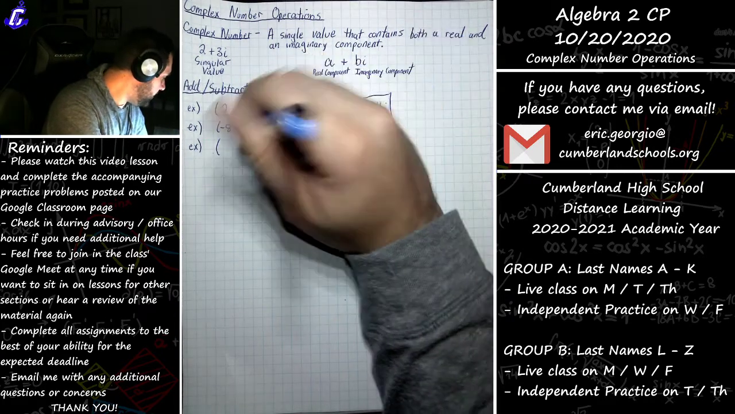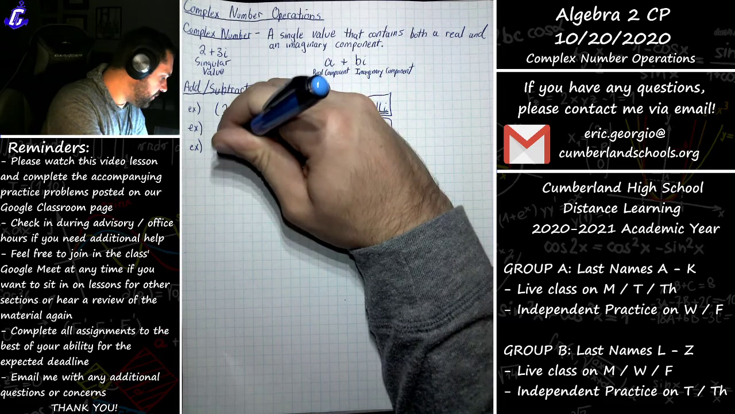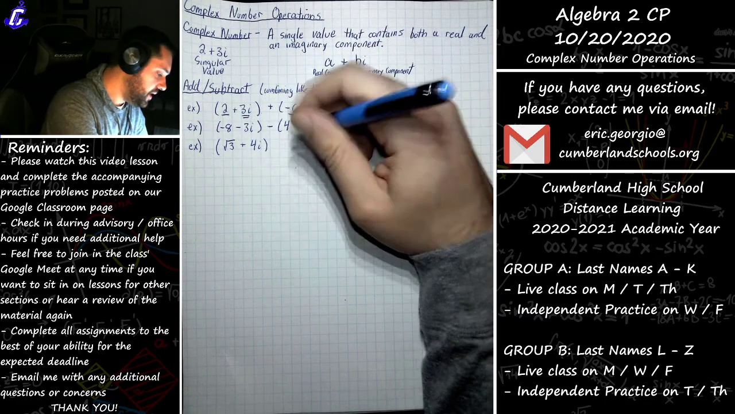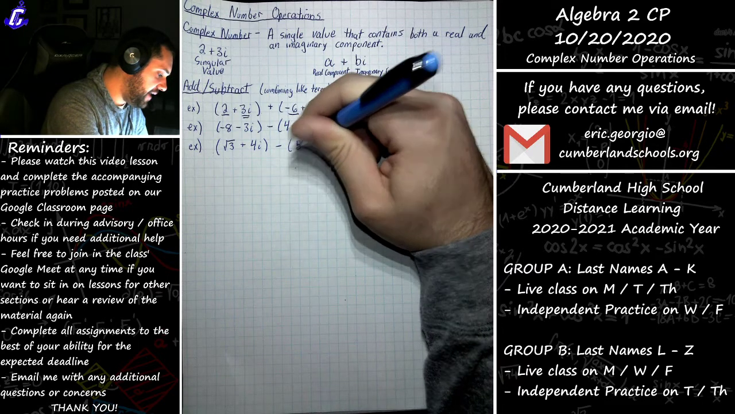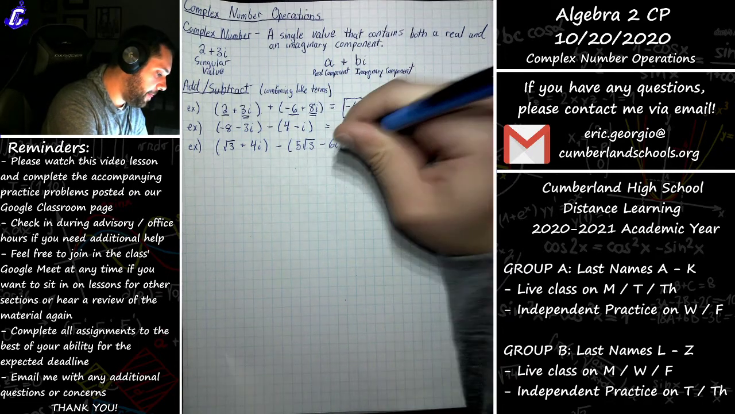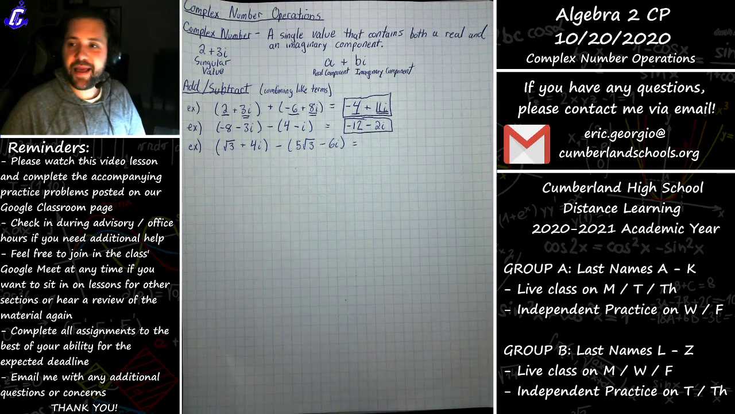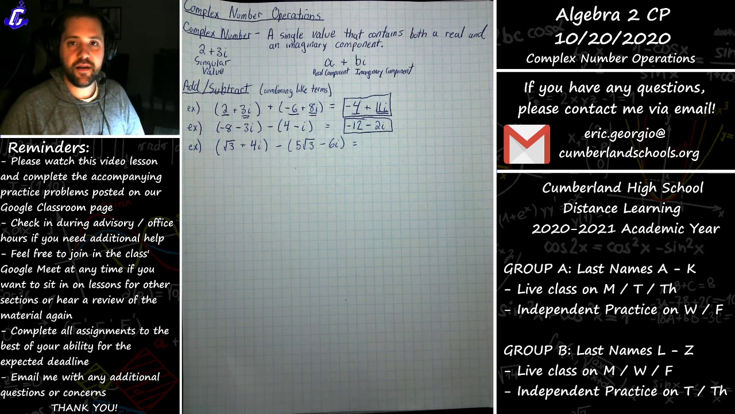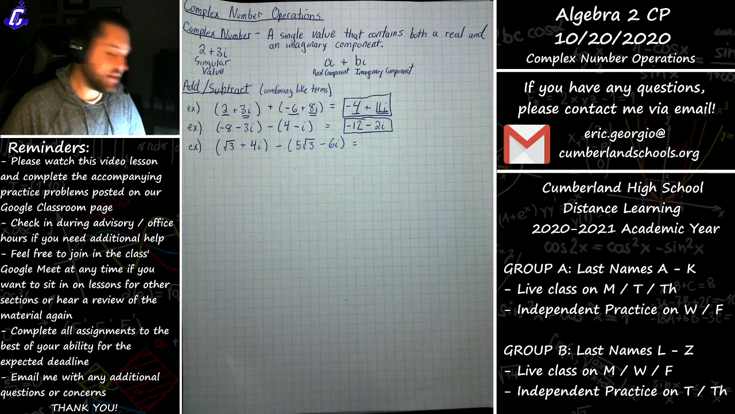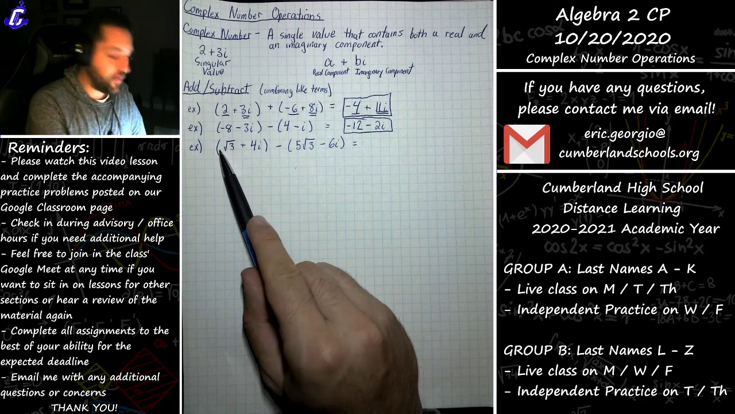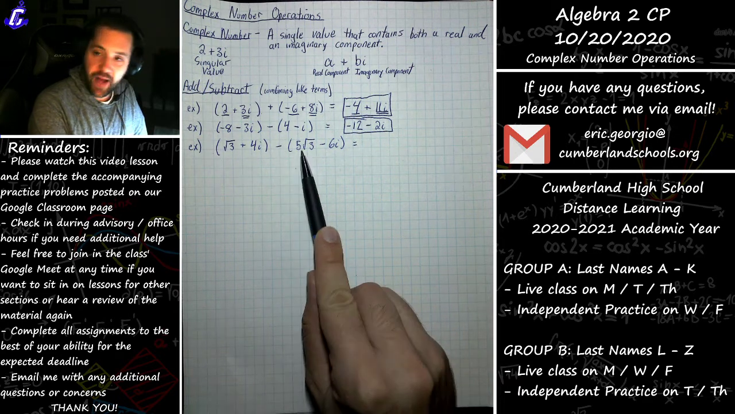Doesn't change anything really. If I had the square root of 3 plus 4i, don't be scared, we can handle it, minus 5 rad 3 minus 6i. All right, how would I handle something like that? Well, just because these real components are radicals doesn't mean that the rules suddenly change and everything gets flipped upside down.